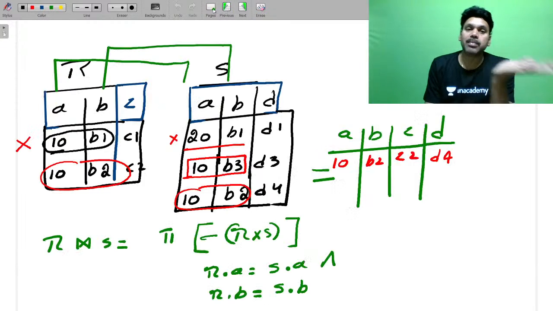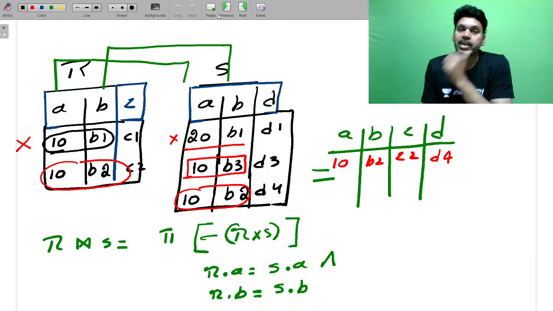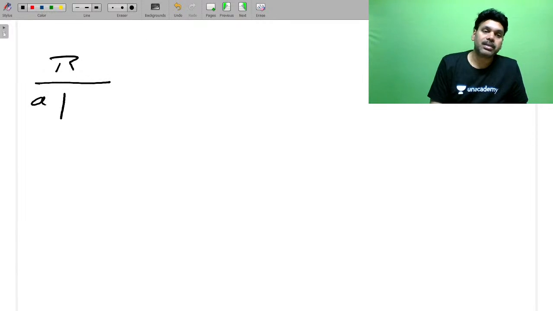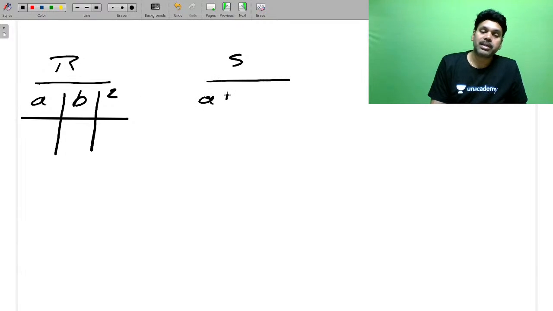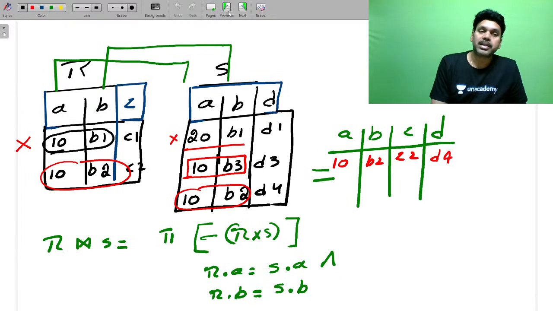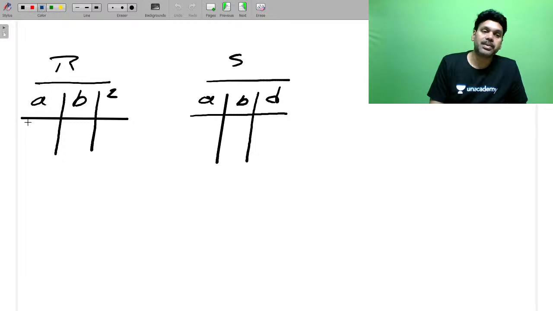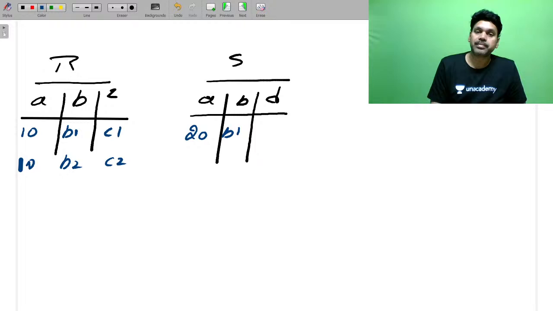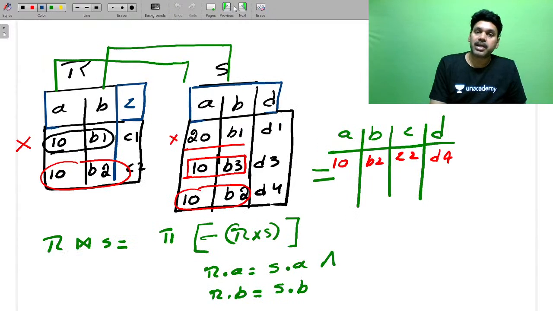So how to do it? Same example I am going to take, R and S. Listen. So R with A and B and C. Same example. S with A and B and D. And data tuples are 10B1C1, 10B2C2. And here also data tuples are 20B1, 10B3 and 10B2 and D1, D3, D4.